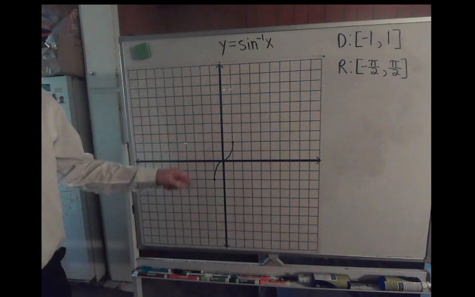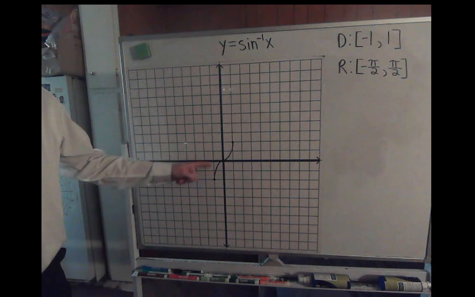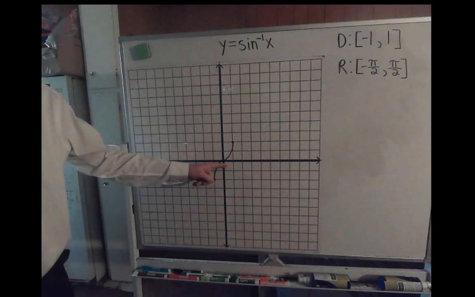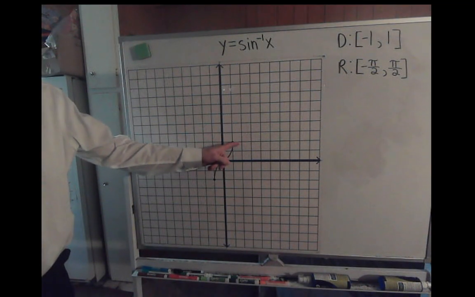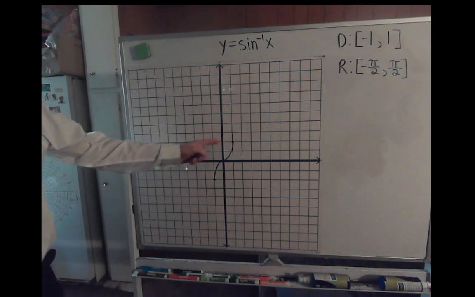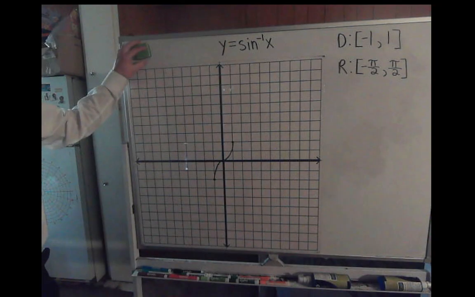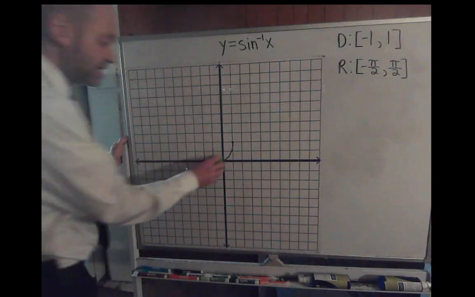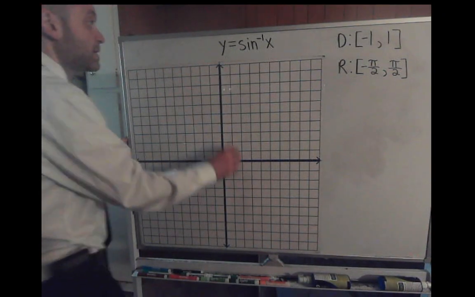So the sine inverse of -1 would put you down at -pi/2. Sine inverse of 0 is 0. The sine inverse of 1 is pi/2. So your graph would look a lot like this. So there is the graph of the sine inverse. Now let's talk about the cosine inverse.